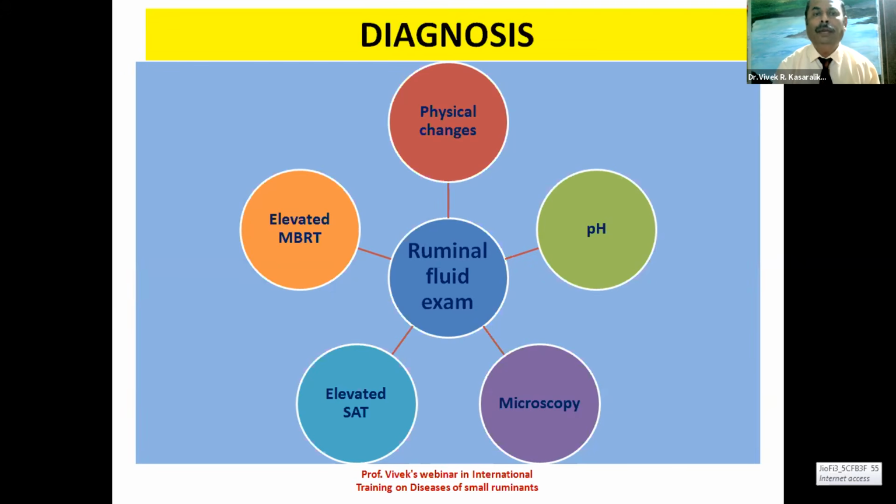Then there are two advanced laboratory tests which can also be performed if you have good laboratory support. They call it MBRT. MBRT is nothing but the methylene blue reduction test. It uses 0.3% methylene blue. You add 3 drops of this methylene blue reagent to about 10 ml of rumen fluid. It is a very, very simple reaction.